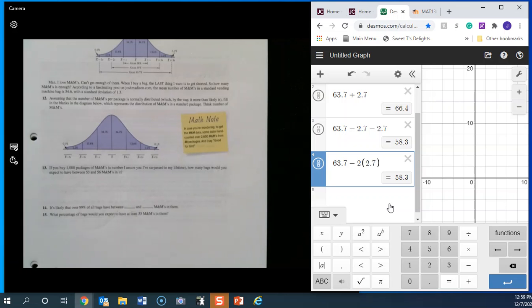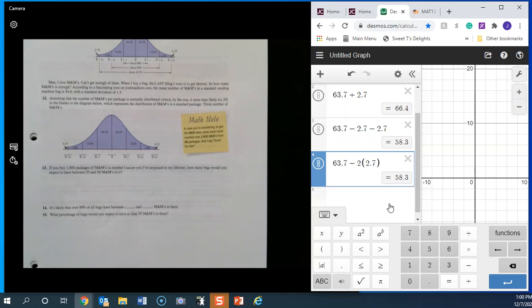If you look here, it says, man, I love M&Ms. Can't get enough of them. When I buy a bag, the last thing I want is to get shorted. So, how many M&Ms is enough? According to a fascinating post on joshmadison.com, the mean number of M&Ms in a standard vending machine bag is 54.6, with a standard deviation of 1.3. Assuming that the number of M&Ms per package is normally distributed, which by the way it more than likely is, fill in the blanks in the diagram below, which represents the distribution of M&Ms in a standard package.